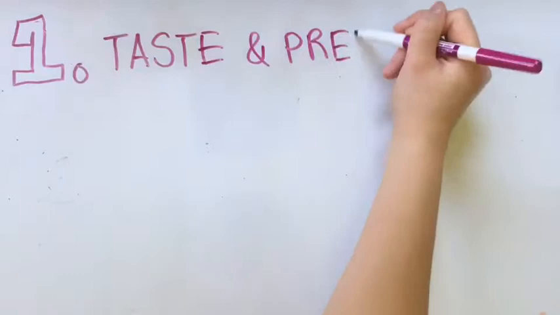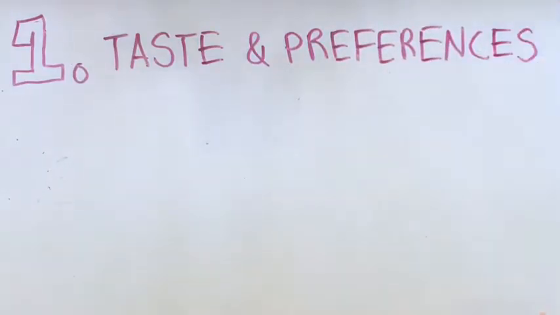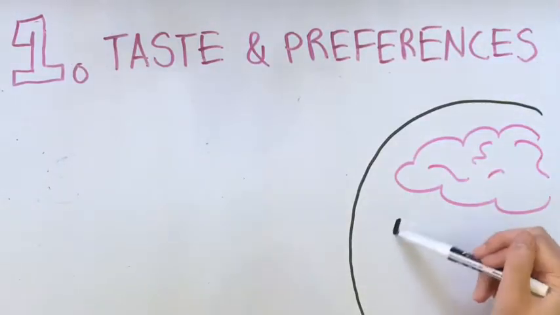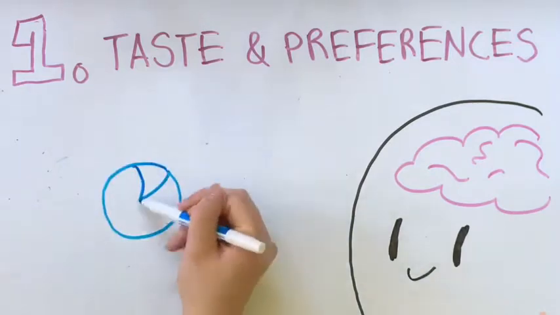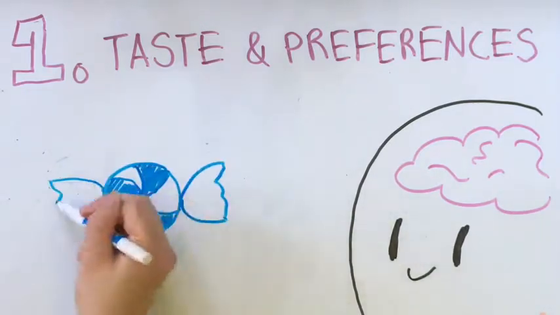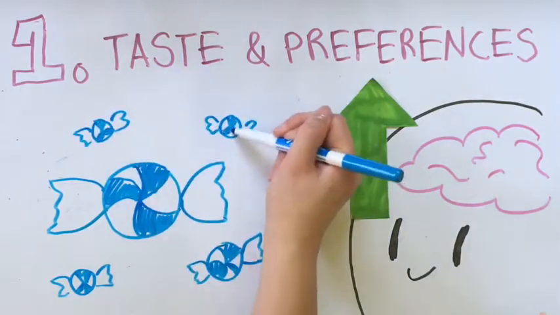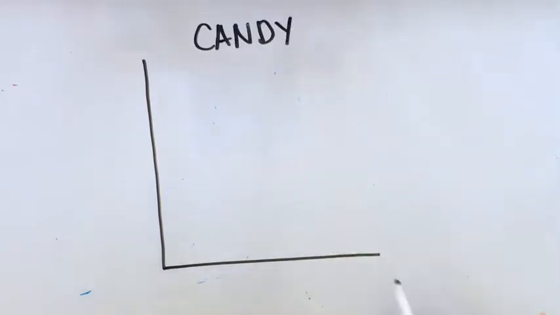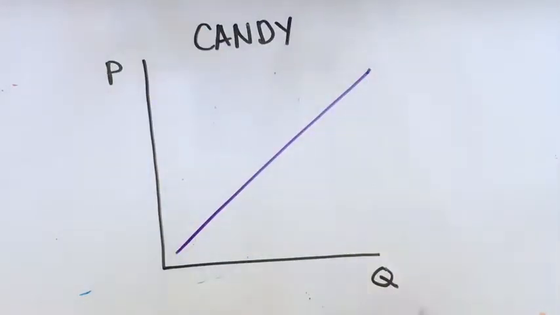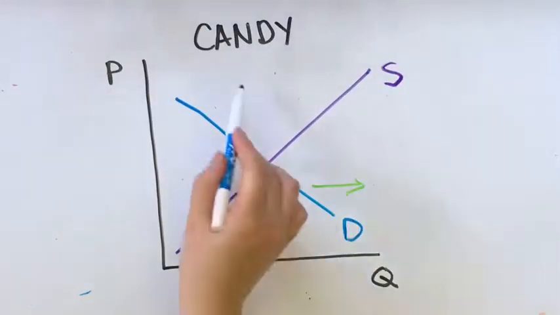One of the 5 factors causing shifts in demand is taste and preferences. For example, if a study comes out and shows that candy increases brain power, consumers are going to want to stock up on candy to become smarter. As a result of this change in preference, the demand curve for candy will shift right.